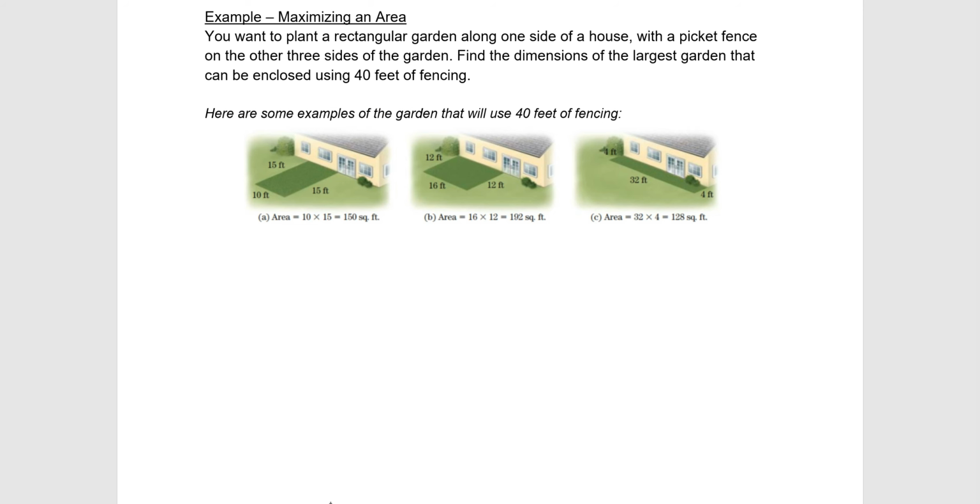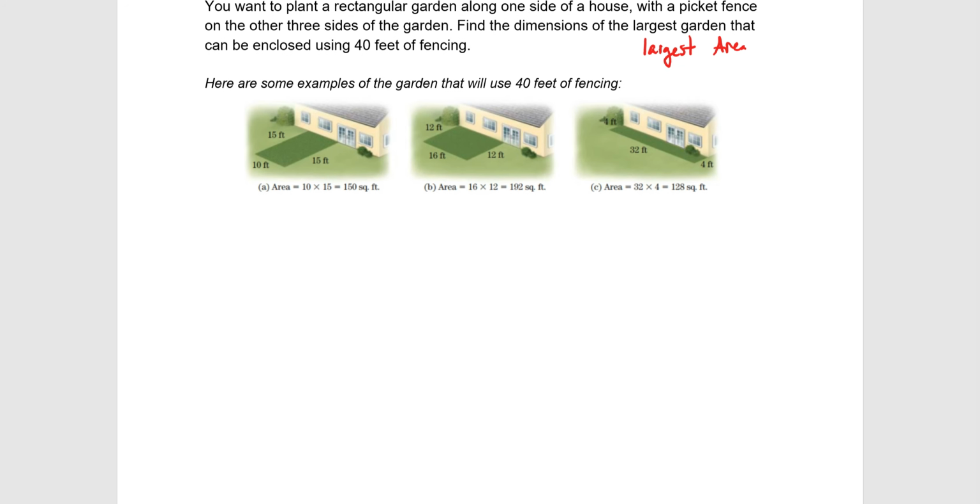So these are some examples. We're trying to find the dimensions of the largest garden. That's going to mean the largest area that can be enclosed using 40 feet of fencing. So you can see the area down here that's calculated. These have different areas, but the same exact perimeter. Okay, so those are just a couple examples. Let's go ahead and actually do this question.